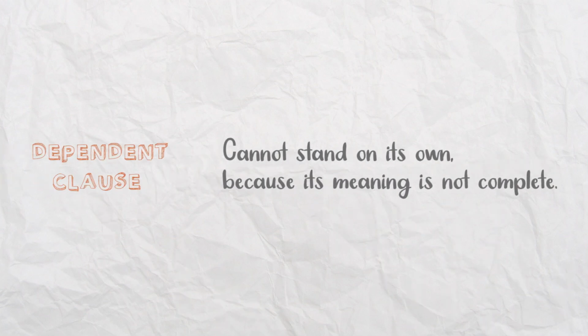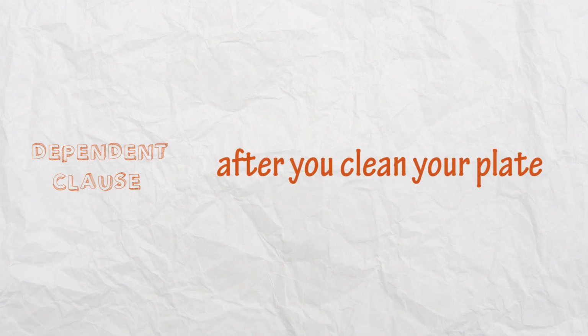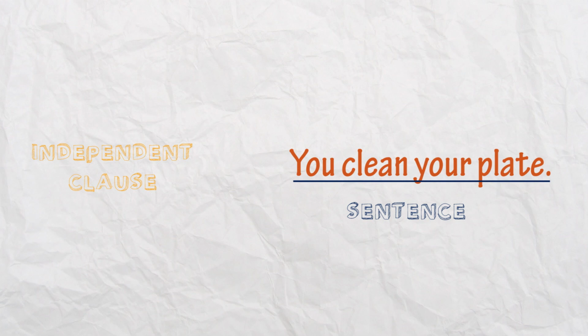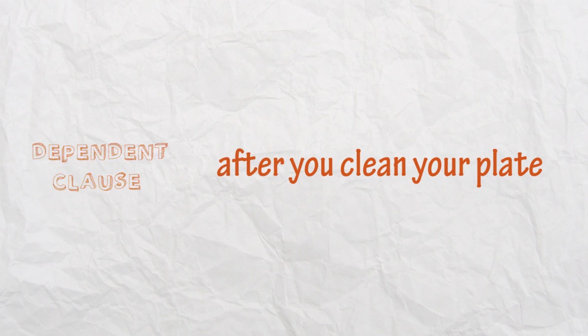But I told you that a dependent clause cannot stand on its own: "after you clean your plate." You see, if you get rid of the word after, the sentence can stand on its own, but this clause includes the word after. It's a dependent clause. So why can it not stand on its own? Because its meaning is not complete. You expect something else to be there, and you just want to connect it to something else to make full sense of it.